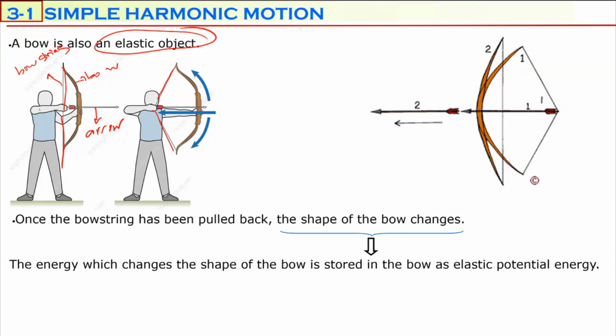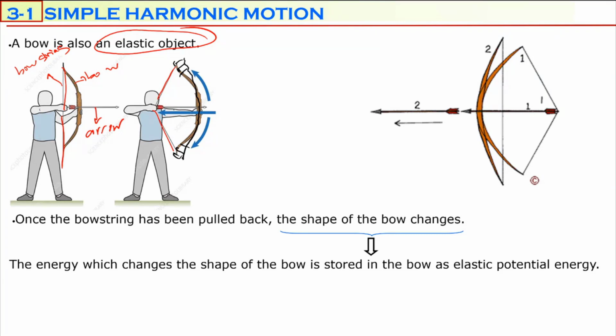This man is changing the shape of the bow. Initially, shape of the bow is something like this. When he pulls the string, this bow's shape is changing. So when the shape of an elastic object changes, what happens? So it stores elastic potential energy. Yes, bow is an elastic object. When you release it, it will take its original shape.